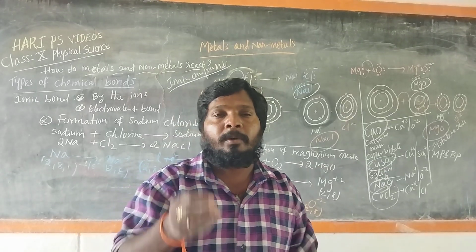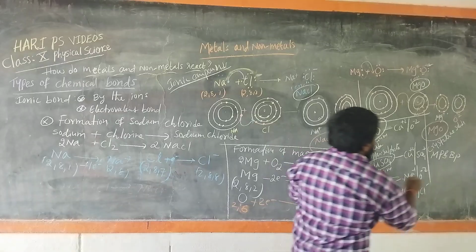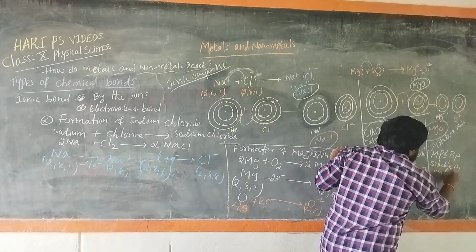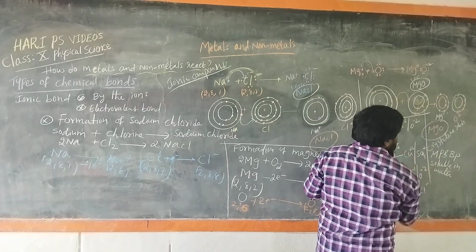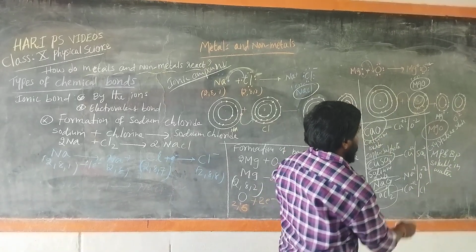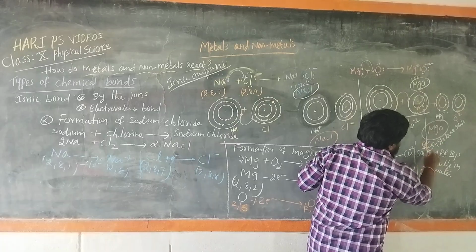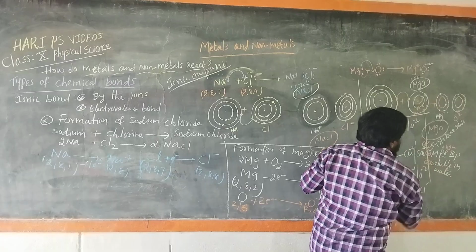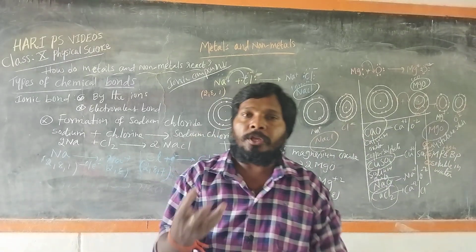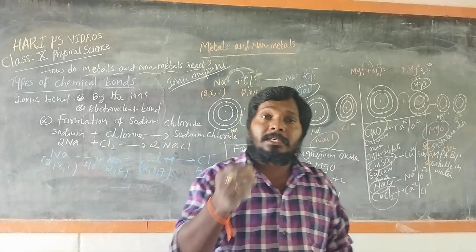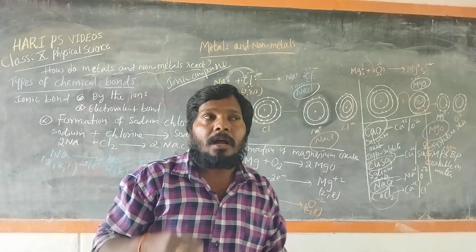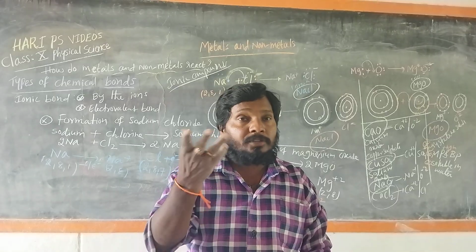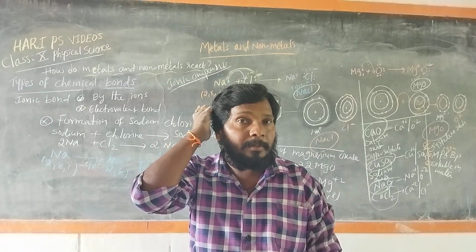Ionic compounds are usually soluble in water. So they are crystalline solids, having high melting points and boiling points, and soluble in water. Salt, sodium chloride, is a crystalline solid. Copper sulfate crystals you have already seen in your laboratory.